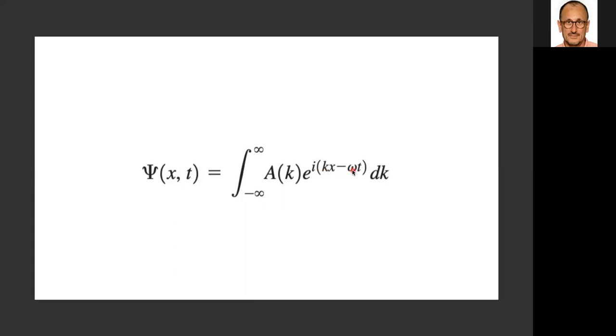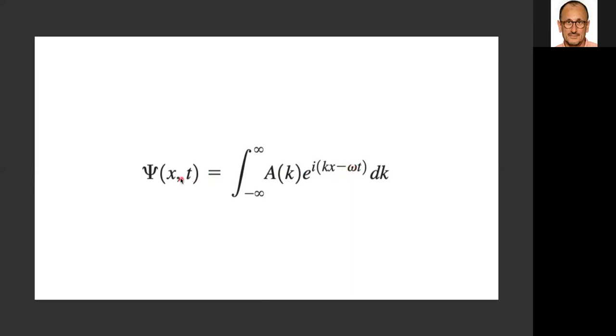Omega and K are related by the Schrödinger equation. Essentially, h bar squared K squared divided by 2m is equal to h bar omega, which is the energy, okay? So there's a relationship between K and omega. So when I do this sum, I have to take that into consideration. I cannot factor this term out of the integral. I have to put it in, because omega is a function of K.